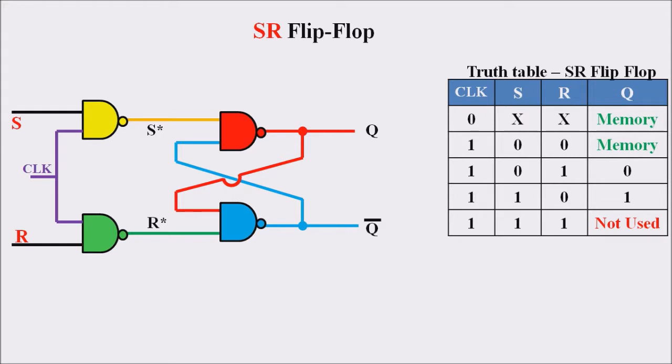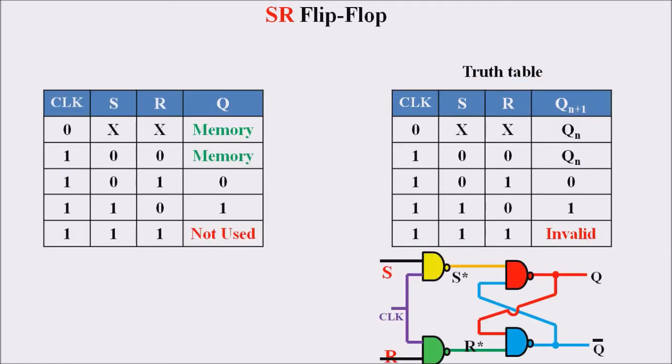And the truth table of SR flip-flop, as we mentioned in the last lecture: the clock signal 0 results in a memory condition, and the clock signal with 1 results in 4 different conditions. That is, clock signal equal to 1 with S equal to 0, R equal to 0 results in a memory condition. Clock equal to 1, S equal to 0, R equal to 1 results in a 0 condition. Clock equal to 1, S equal to 1, R equal to 0 results in an output of 1, and clock equal to 1, S equal to 1, R equal to 1 is an invalid condition. So this last condition is not used in an SR flip-flop.